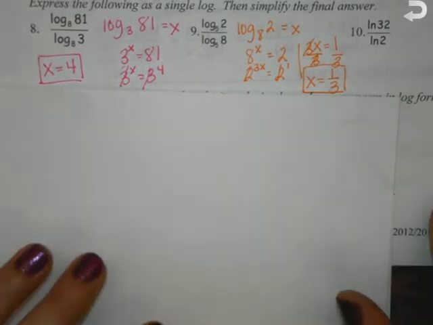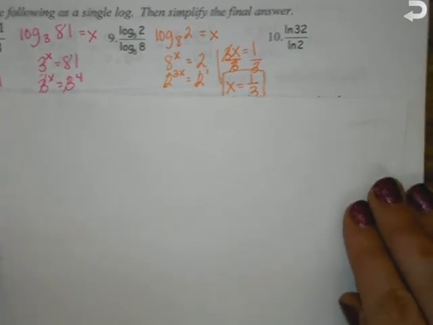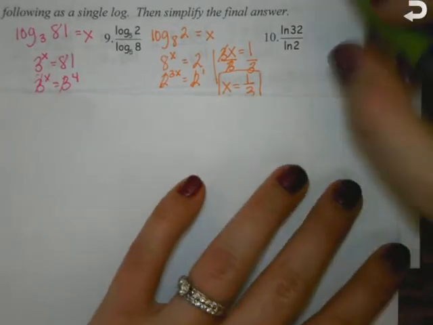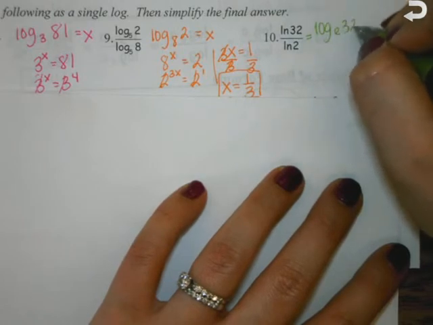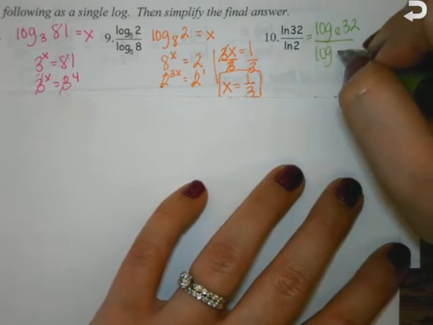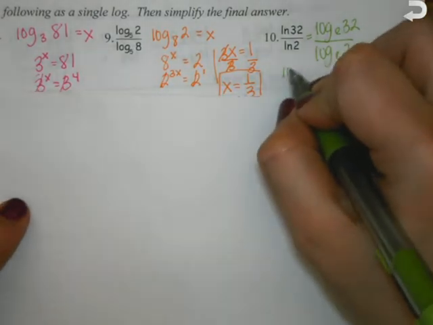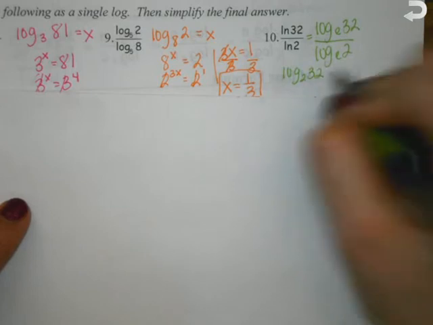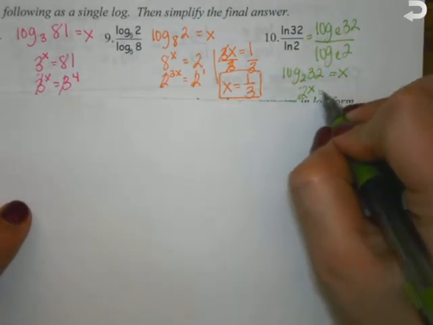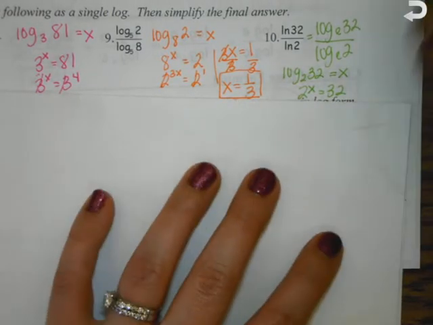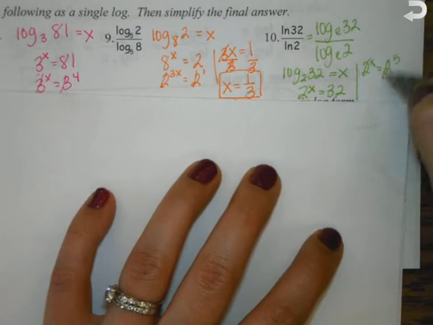Number 10, not the last one. If it's a natural log, that's actually log base what? Log base e. So this is log base e of 32 over log base e of 2. So the original log for that one would be log base 2 of 32. Set it equal to x. So 2 to the x equals 32. 32 is 2 to the 5th. So when I drop my bases, I get x equals 5. Okay.